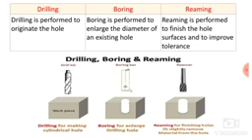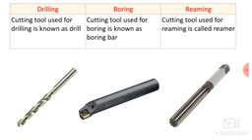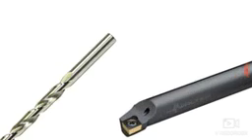So that is the first point. Now second point, the cutting tool used for drilling is known as a drill. In the very first diagram you can see a drill bit, and the drill bit is used for the drilling operation. So the cutting tool used for drilling is known as a drill bit. Here in this diagram you can see a drill bit.